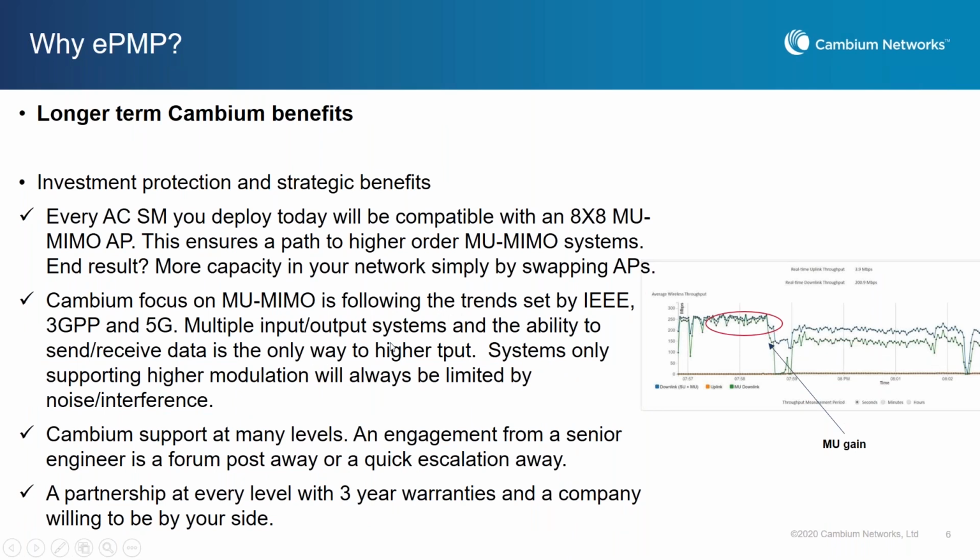Longer term, things to keep in mind: any of the Force 300 subscriber modules or 11AC-based subscriber modules that you deploy today will be compatible in the future as products based on Wi-Fi 6 and 802.11ax enter the market. The subscriber modules that you deploy today will be compatible going forward. So just like today, if you have existing Force 180s, Force 200s, they can talk to an ePMP 3000. The same thing will happen as the technology goes to the next generation in the future. Of course, multi-user MIMO is the big bet that Cambium makes, not only with our ePMP platform, but also with our PMP 450m platform.